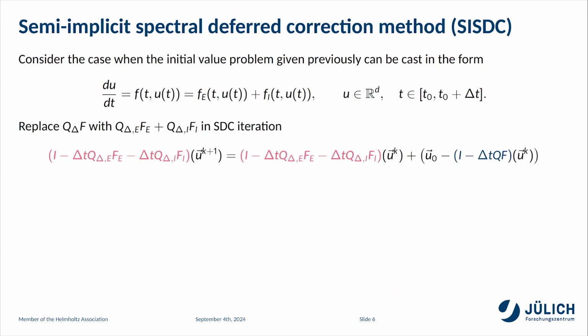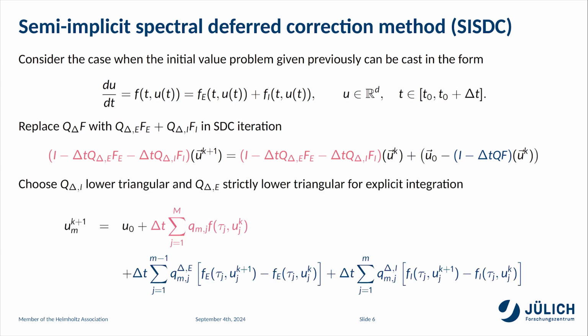And for IMEX SDC, we just replace the Q delta multiplied by the function with this one. So we have here Q delta for the explicit part, and another Q delta for the implicit part. Both of them are lower triangular, but this one is strictly lower triangular, so we can use it explicitly. And again, here we have the same iteration, made of a quadrature term and a correction term.